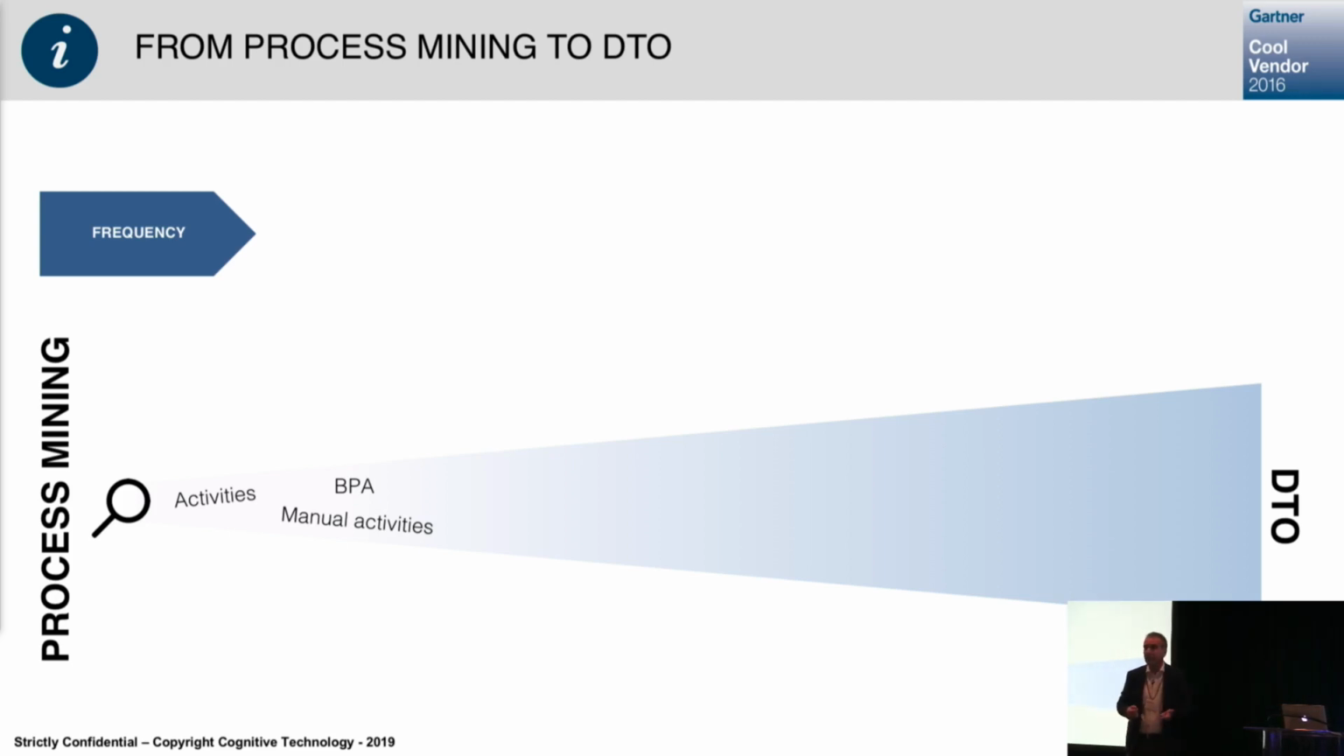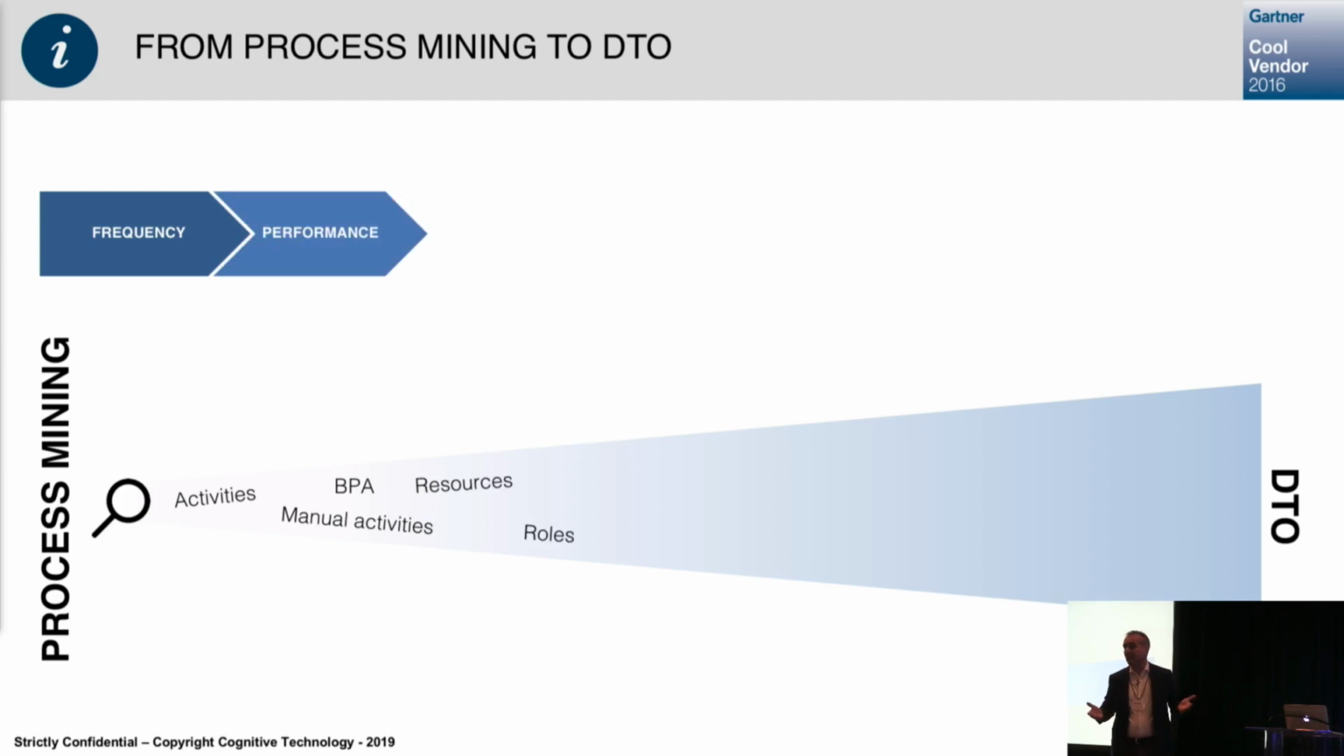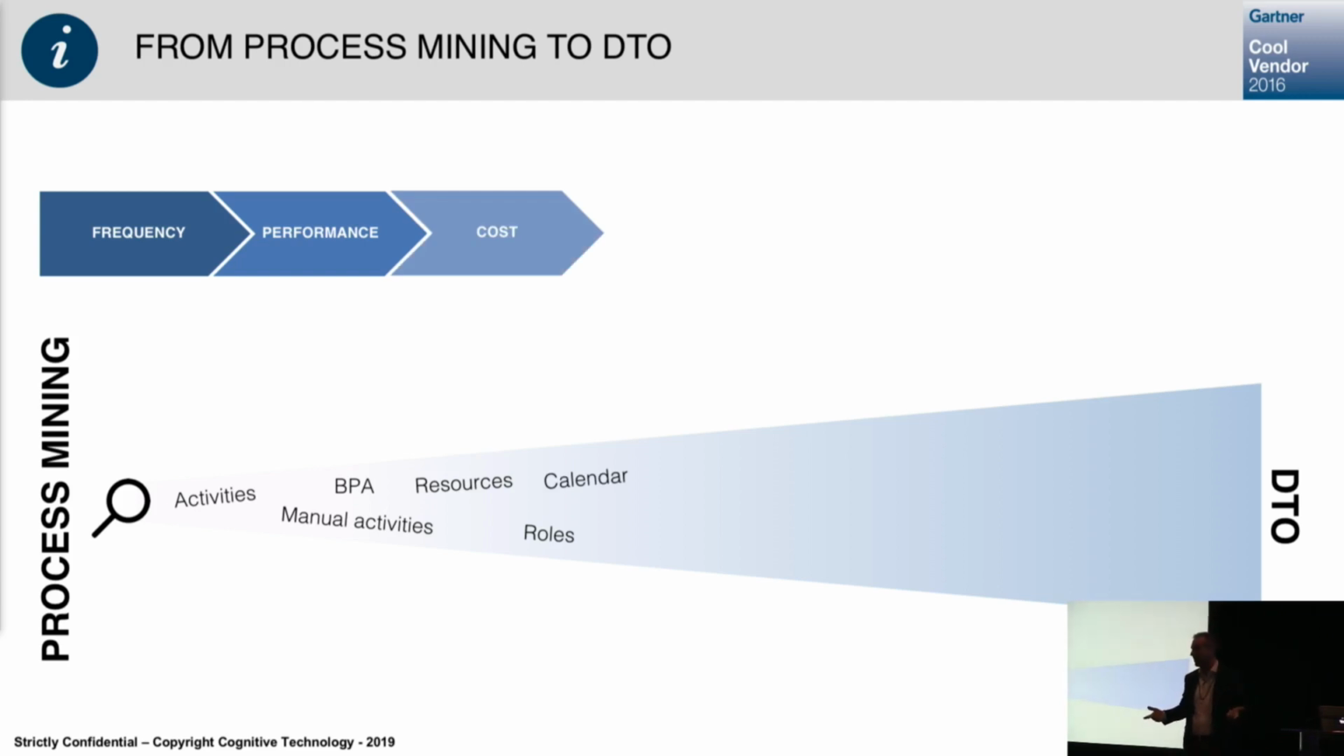The next step is to analyze the performances of your process, also related to resources and roles inside your organization. But are performances and frequency enough? Probably not, since we want to improve our process. So we also need to consider costs. And in order to consider cost, we also need to consider business hours, because luckily we are not working 24 hours per day. Robots probably will.